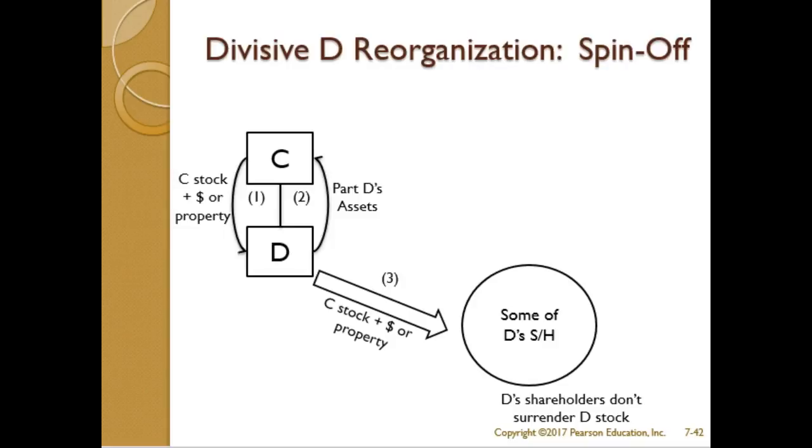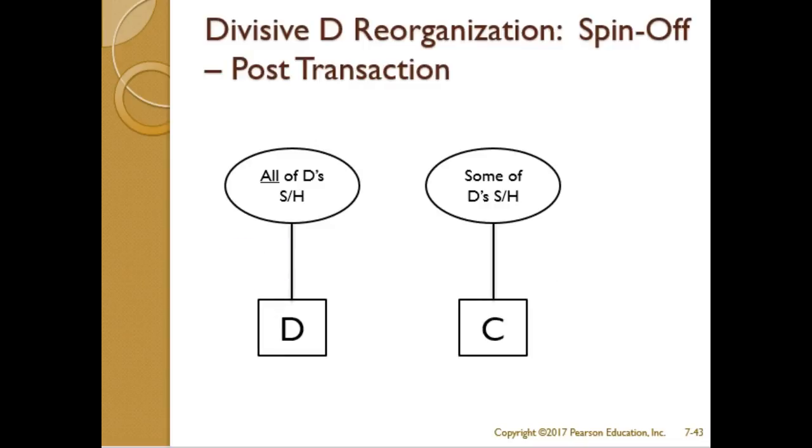A spin-off looks like this, where cash or property goes into D, part of D assets goes back into C. C stock goes to some of D shareholders, and D shareholders don't surrender D stock. So the difference between that and the one just prior that we talked about was that all of D's shareholders are in this existing D corporation, and in the spinoff, some of them also went with C. So that's what it looks like post-transaction.